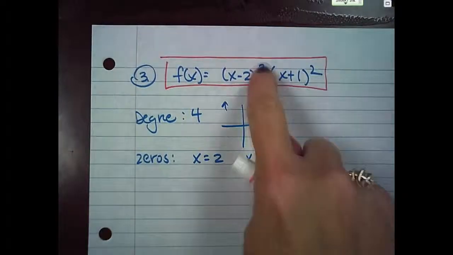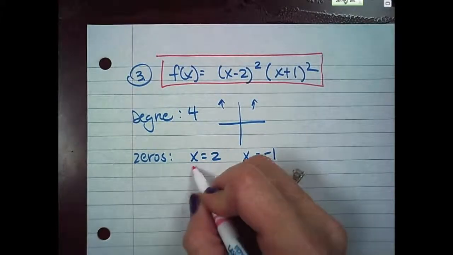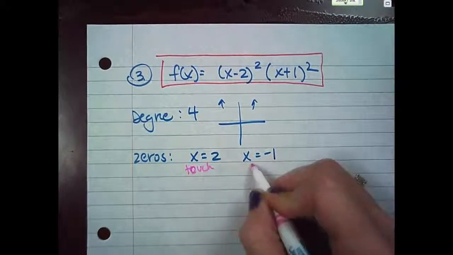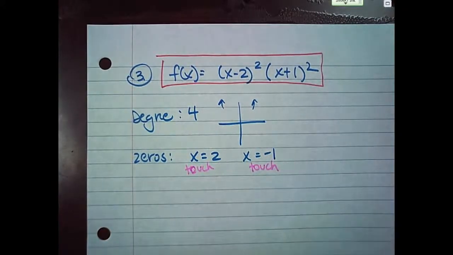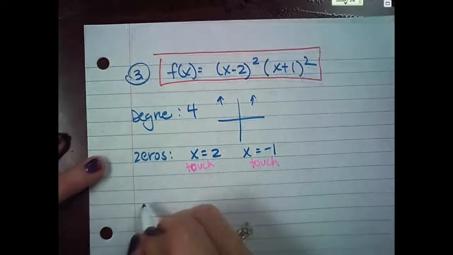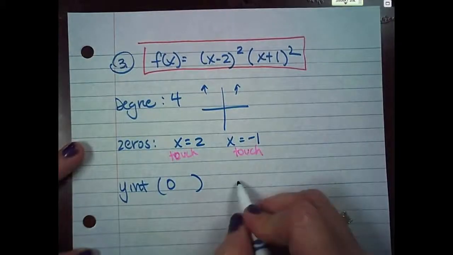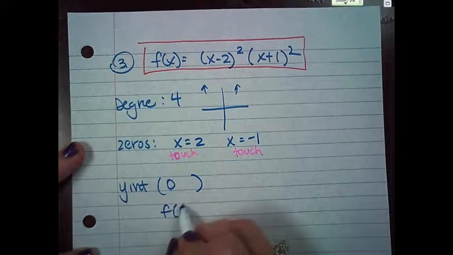Look at your exponents. Both of these are not going to cross, they're going to touch. You know your x's, now what do you need to know? You know your y. So find it. Plug in 0 for x. Your y-intercept means you have an x of 0. So you want to find f of 0.